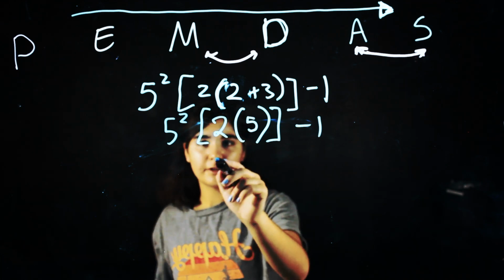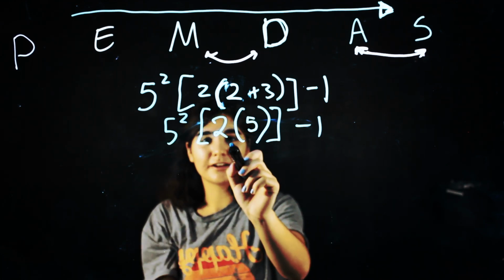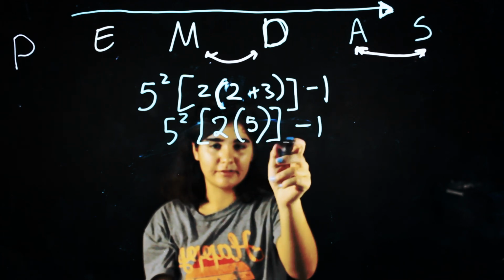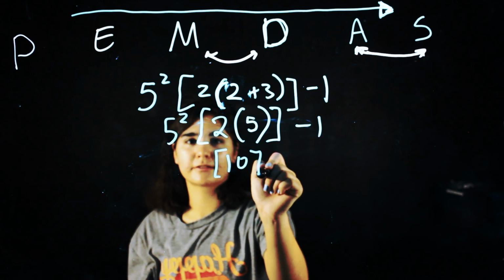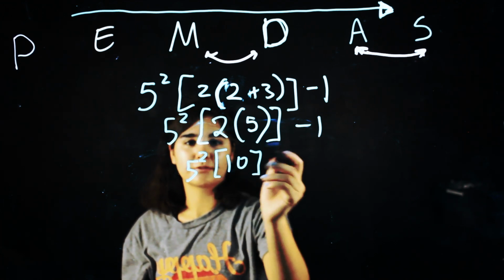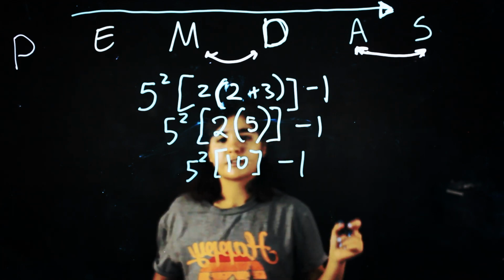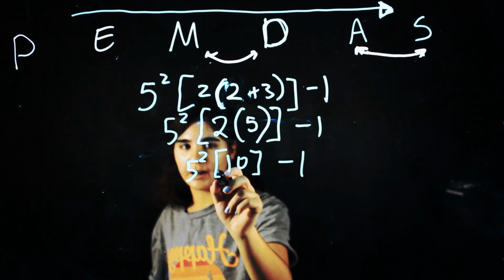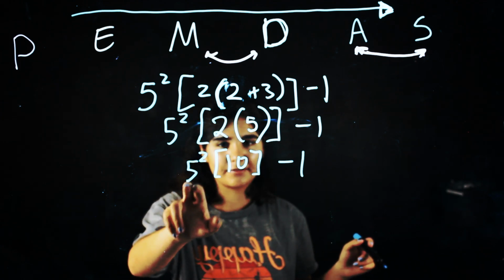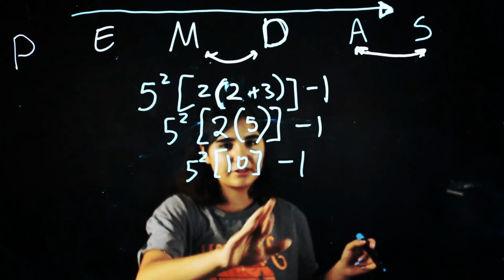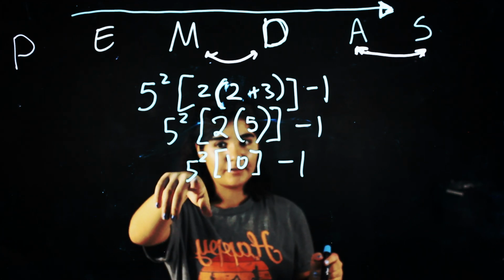Okay, now we have, again, parentheses. So what's in here is 2 times 5, because that's what parentheses mean. And that's going to be 10. Keep the brackets. 5 squared minus 1. Okay, so now these brackets are functioning as a multiplier to this 5 squared, because we already did everything that's inside these parentheses, and now we're just multiplying it by this 5 squared.